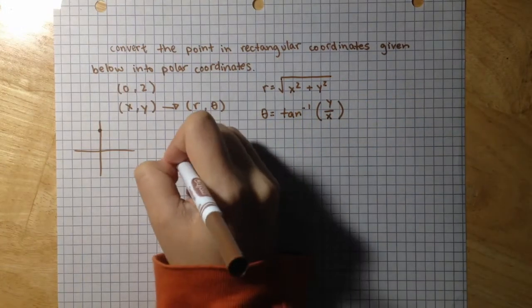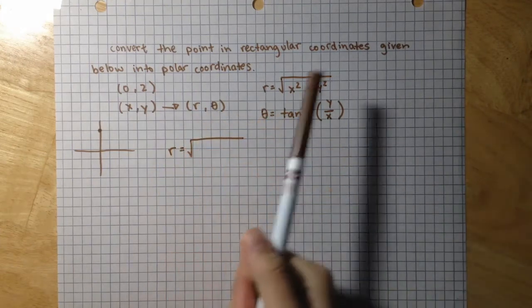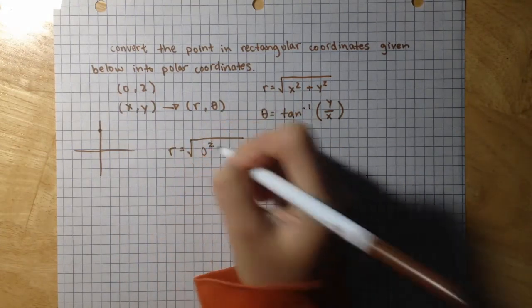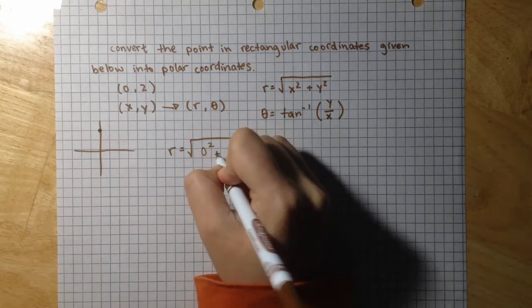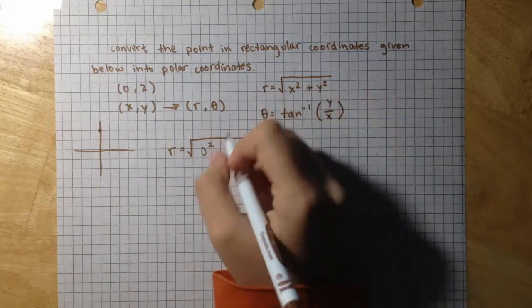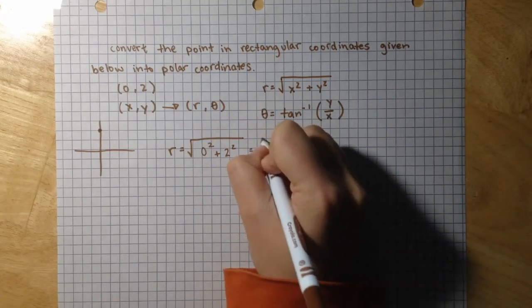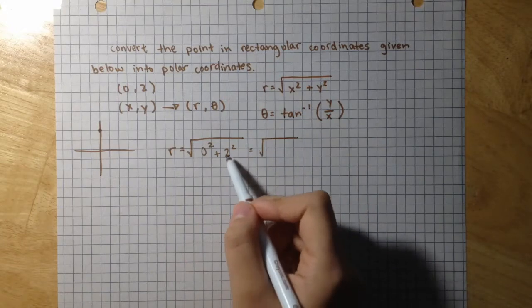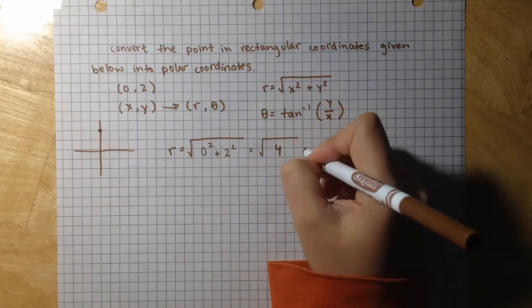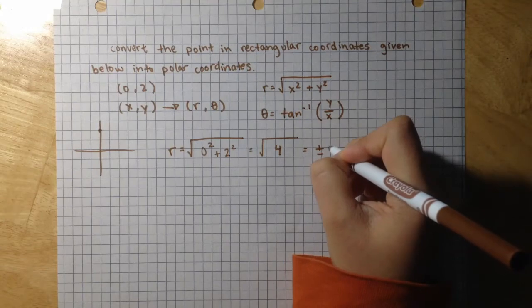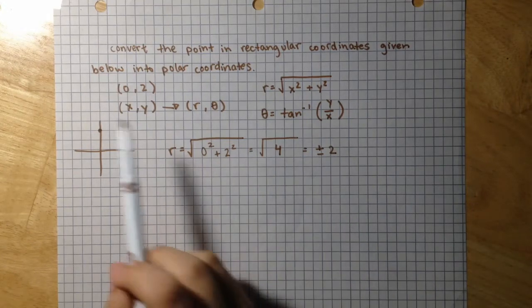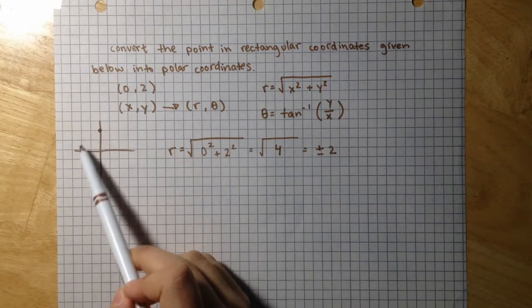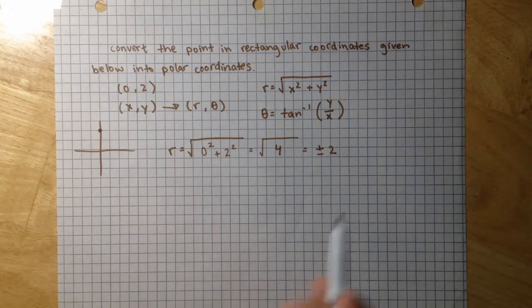So for r, the square root of x squared, which is 0 squared, plus y squared, which is 2 squared. So 0 squared is 0, 2 squared is 4. So that gives us either positive or negative 2 for our r value. And we're going to choose positive 2 because this is not on the negative x-axis.